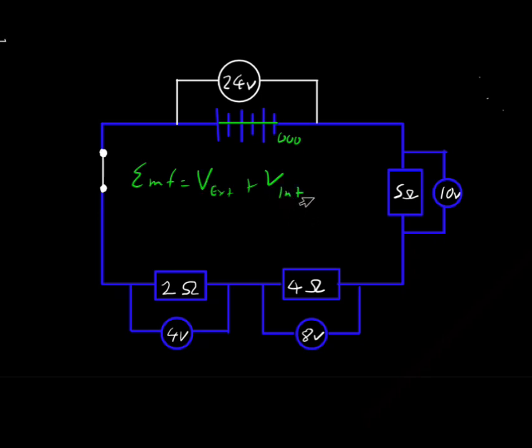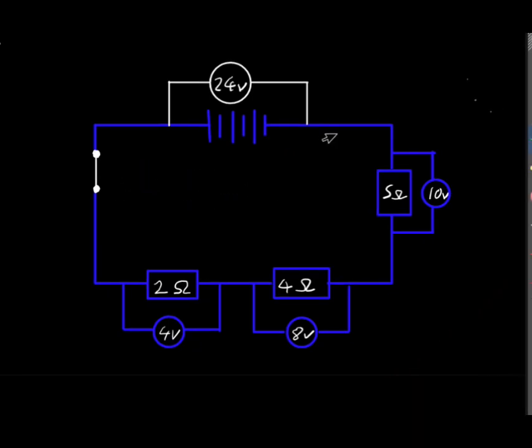So let me explain exactly what is happening when it comes to this current. Inside the battery there is internal resistance. Let's say the internal resistance is 1 ohm. So we have the internal resistance of 1 ohm. Now let's say the current is 2 amps, so I equals 2 amps.